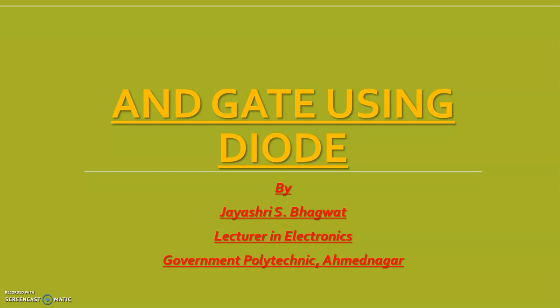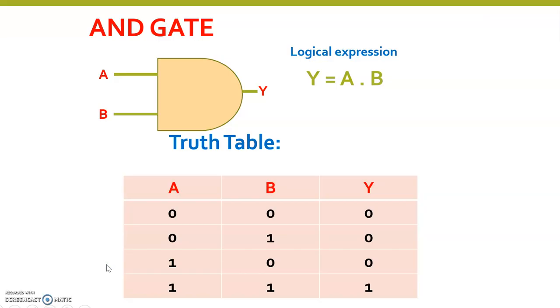In this video, we will learn the AND gate using diodes. We will verify the truth table of the AND gate by using diodes. This is the AND gate. It has two inputs A and B, and the output is Y. This is the logical expression: Y equals the logical multiplication of the inputs.